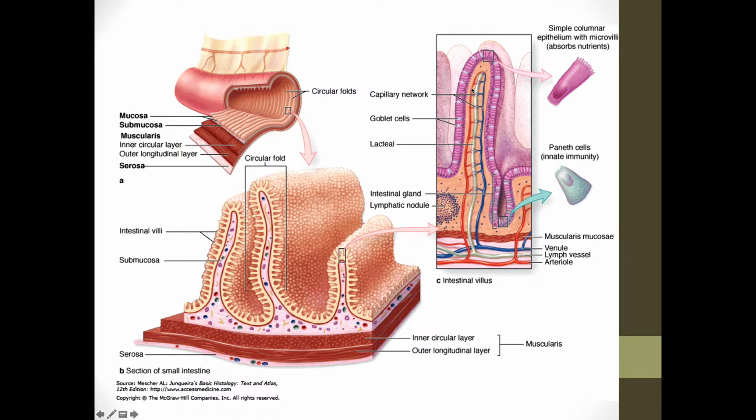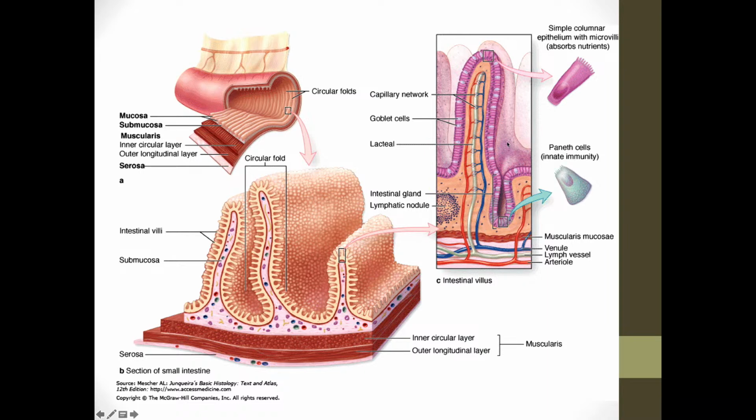Villi. So now what are the sublayers of the villi? The epithelial lining and lamina propria form the villi. And the invagination of the epithelial lining creates the glands, the intestinal glands of the mucosa.